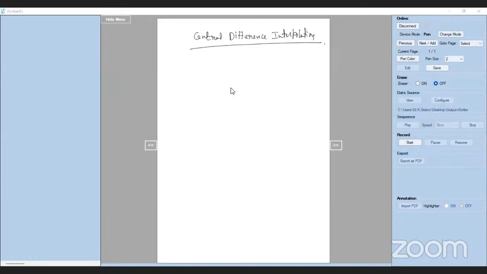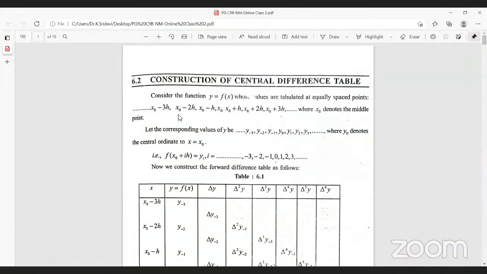Apart from today's class, let me share the central difference table. We have already discussed this in offline classes, how to construct the central difference table. Let me just recall this. I am sharing the screen.